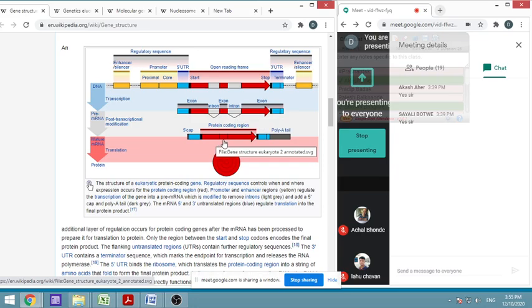Now this will be called a protein coding region, which will go to the ribosomes and bind with the ribosomes, and because of this the protein will be formed, which will be a functional protein. So this is how gene function takes place.